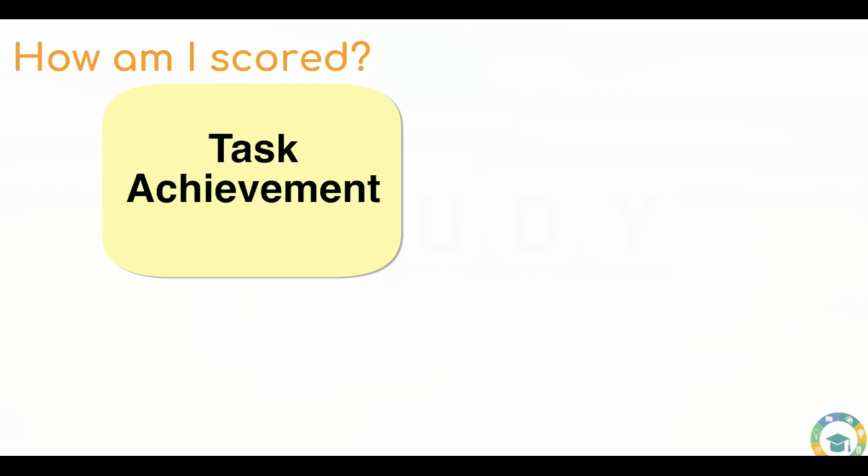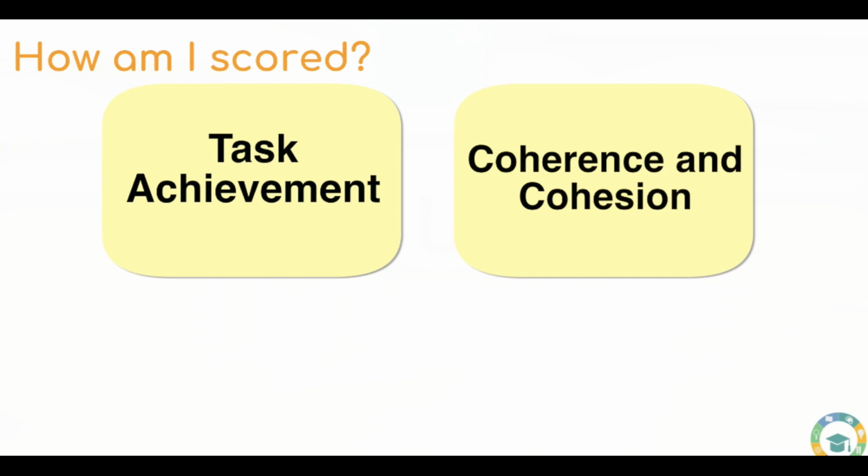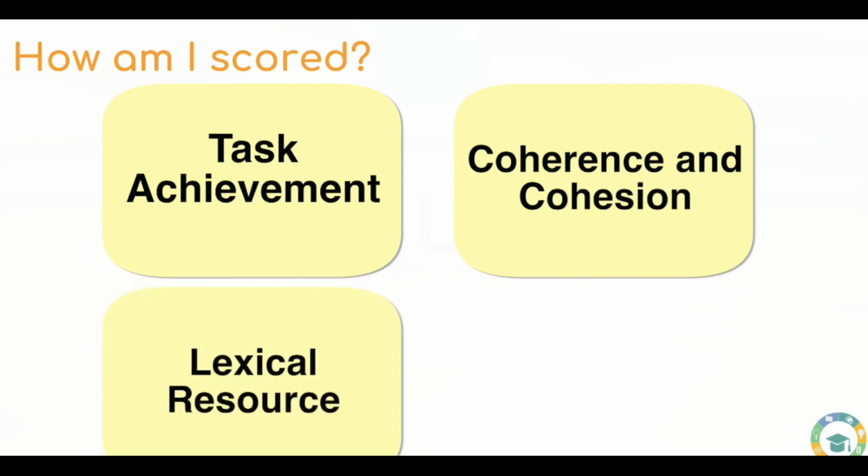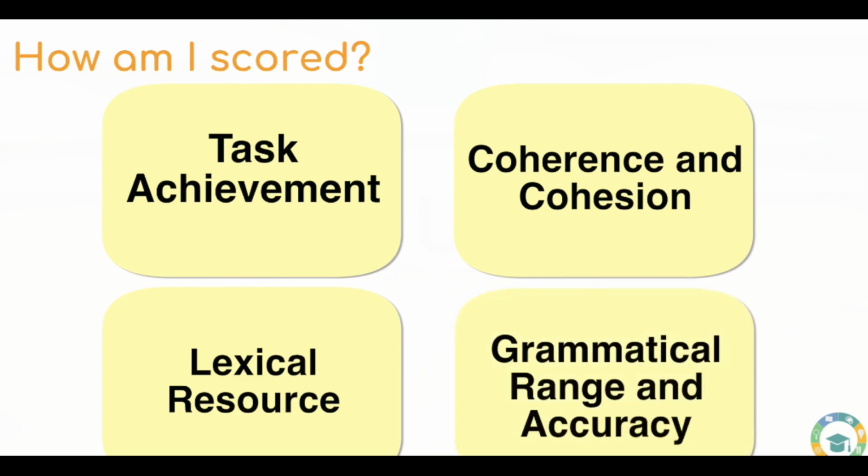Next up is coherence and cohesion, which means how well you organise your answer and link your thinking together. Then we have lexical resource, which means how advanced your vocabulary is and how well you can use it. And the last section of our band descriptors is grammatical range and accuracy. Here, the examiner will be looking for you to use a range of sentence types without making too many mistakes.